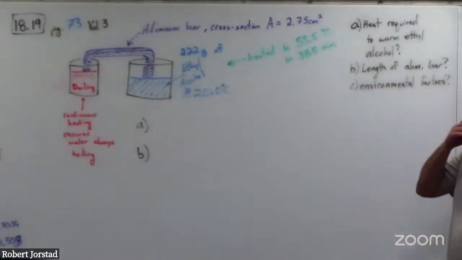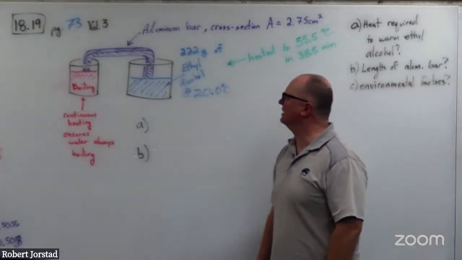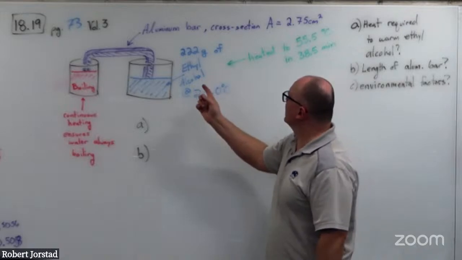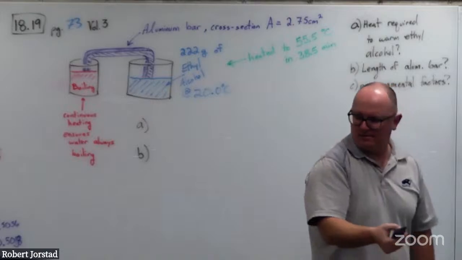Okay, going to talk about problem 18.19, page 73, volume 3. We have an aluminum bar connecting two reservoirs. Let me give you a quick visual of that over here.